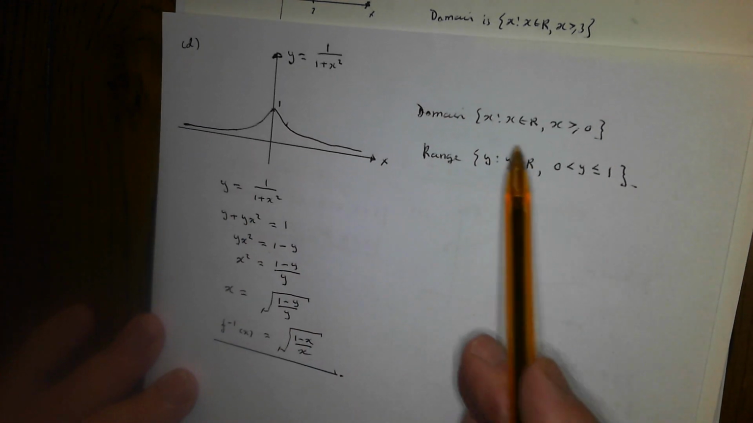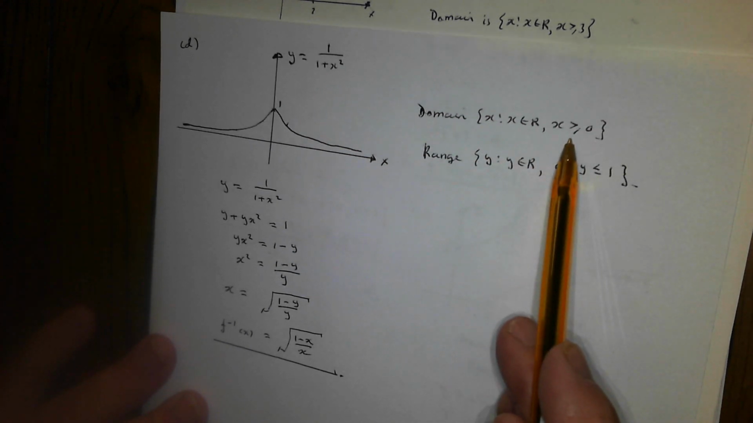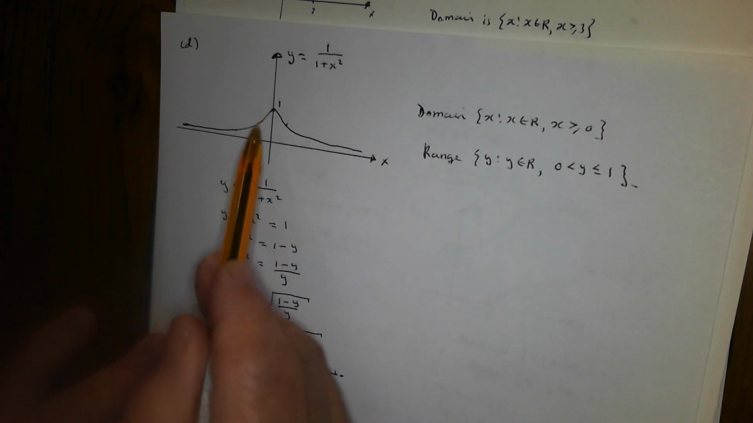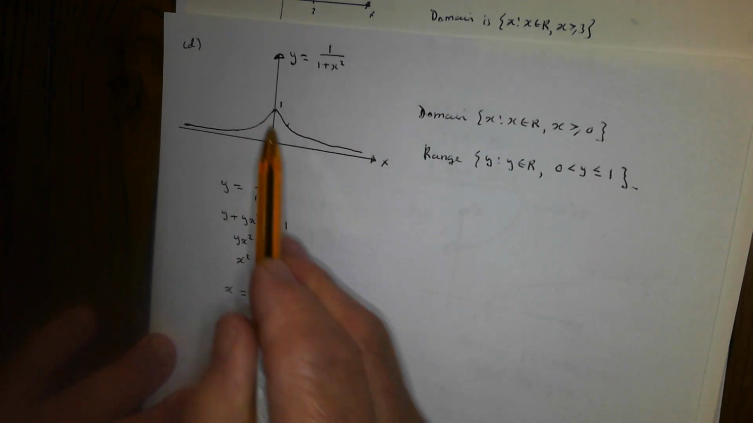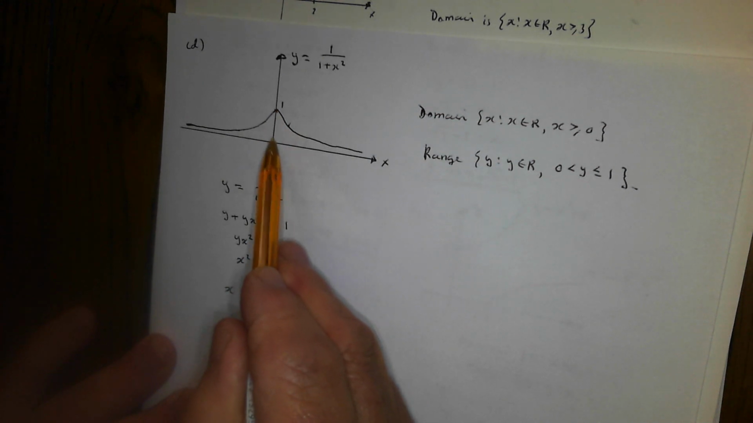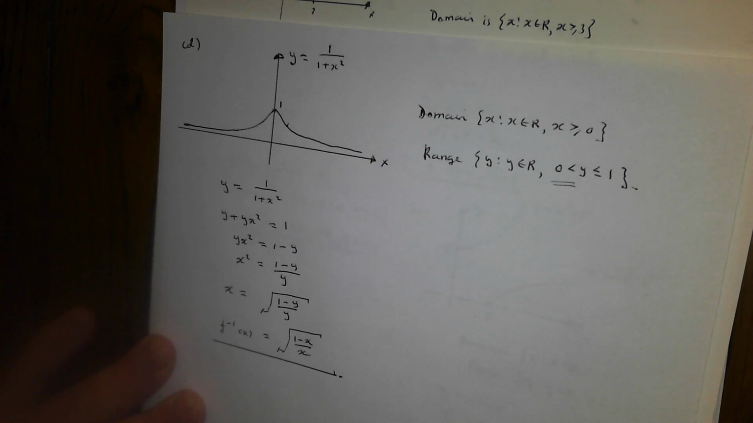So the domain is x such that x belongs to real numbers, x bigger than or equal to 0. You have to truncate it because you can't have choices like y equals x squared. And the domain is from 0 to 1, not including the 0 because you're never going to get there.